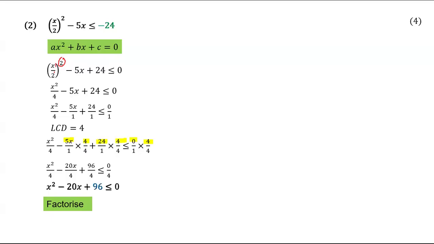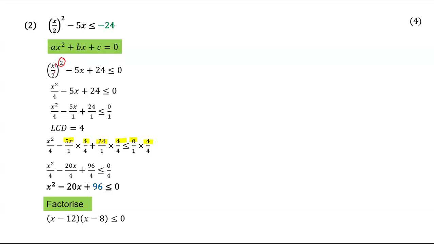So brackets will take the sign of the middle term, which is negative. Now I'm going to find two factors. When I multiply them, they should give me 96, but when I add them, they should give me 20. Those factors will be 12 and 8. Brackets will take the sign of the middle term because the last term is positive.